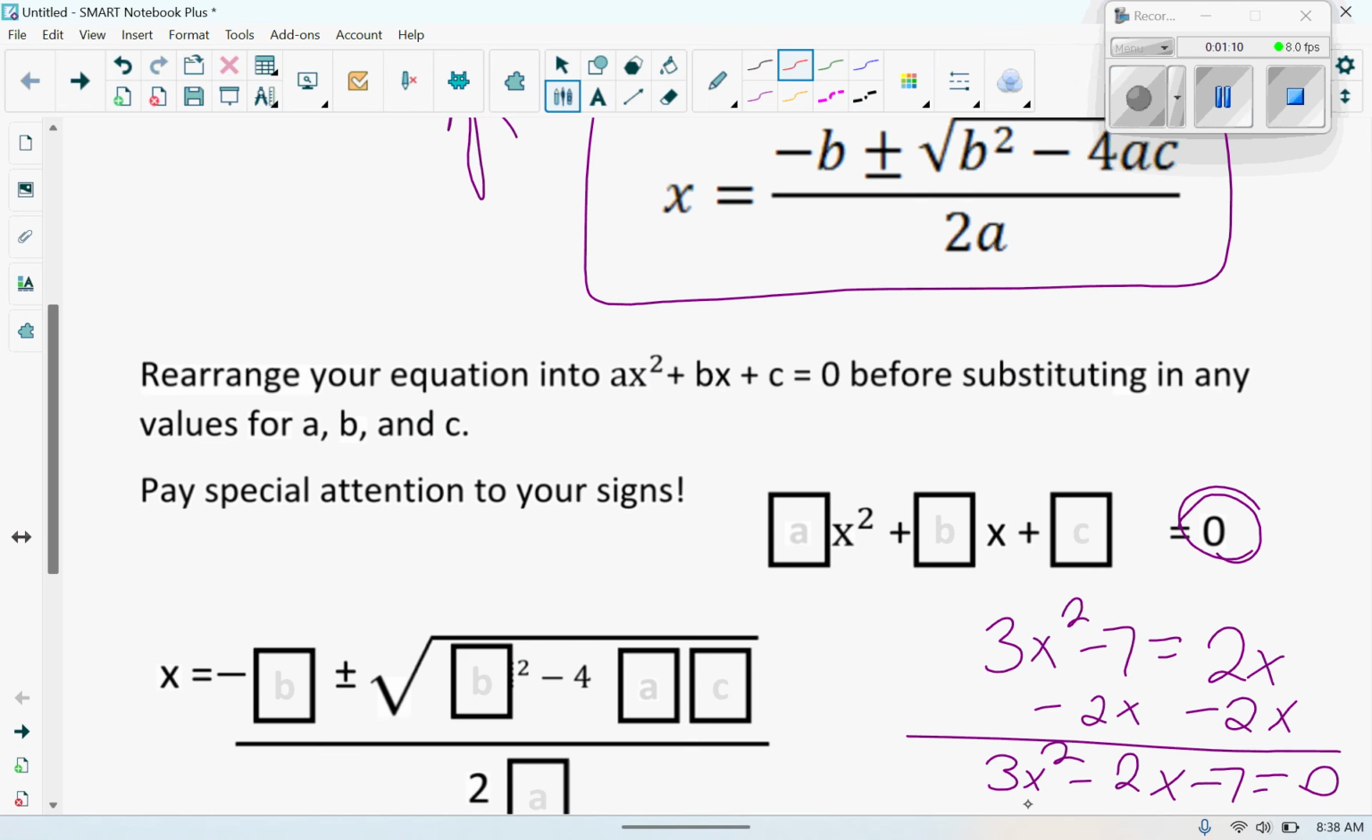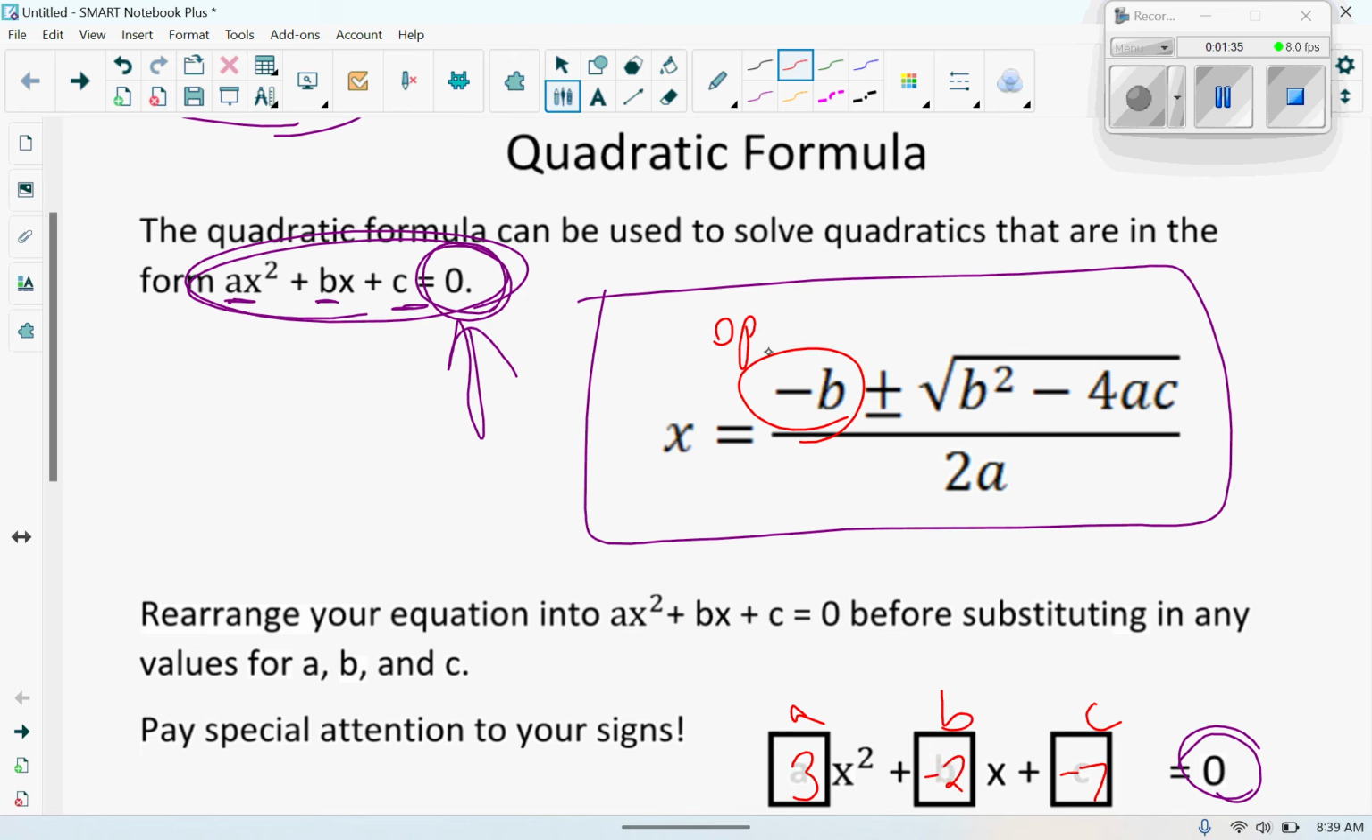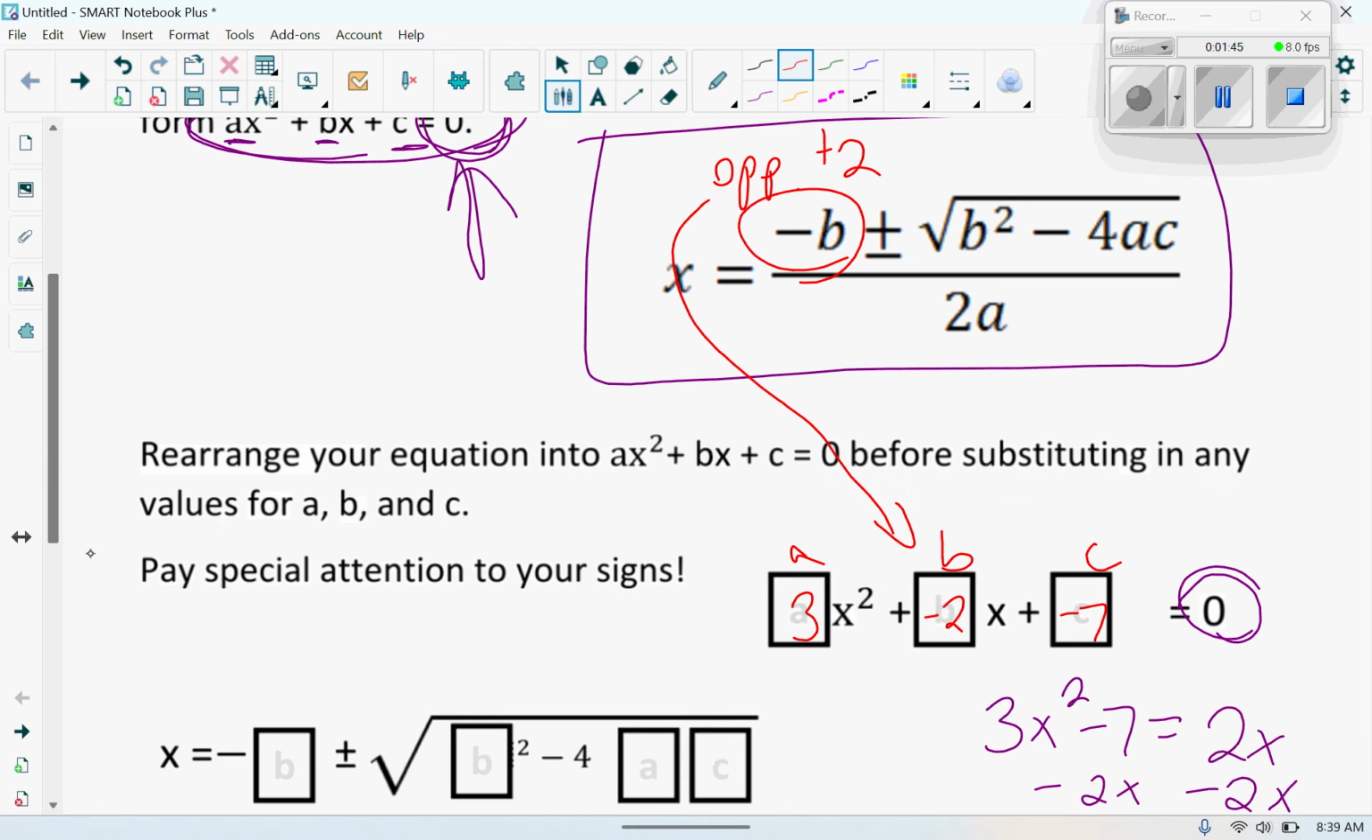Okay, so I'm going to grab the A, the B, and the C, and notice that I'm grabbing the signs as well. So 3, -2, and -7 are my A, B, and C. So that's how we're going to look at that. Once you have that, this negative B just means the opposite. So if you have a negative number, in this case we have a -2, so I'm going to put a +2 there. Don't overthink the negative, just think about it as opposite.